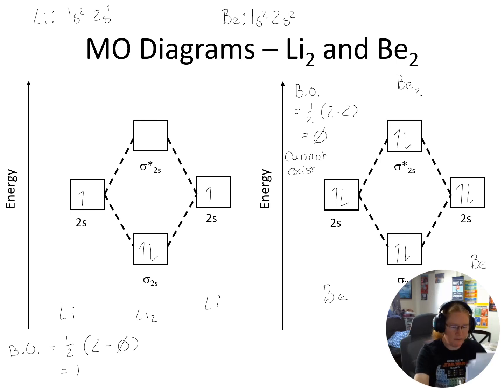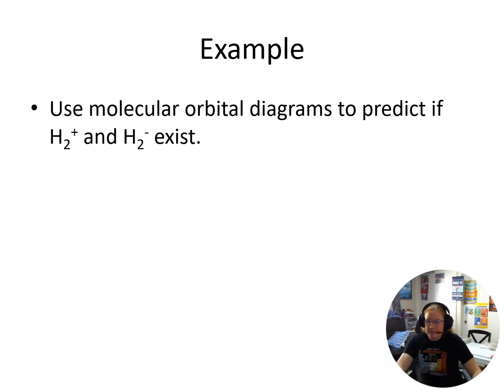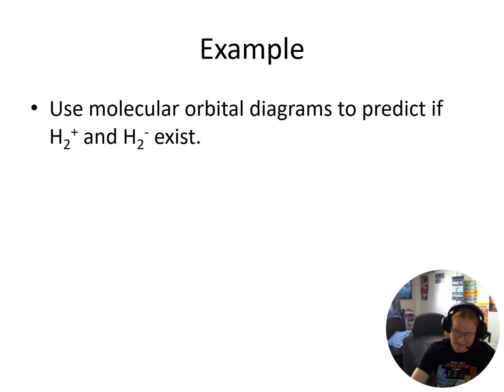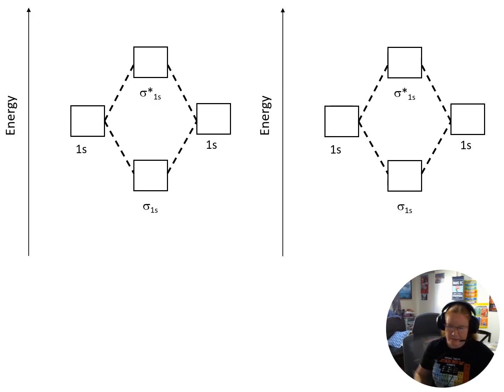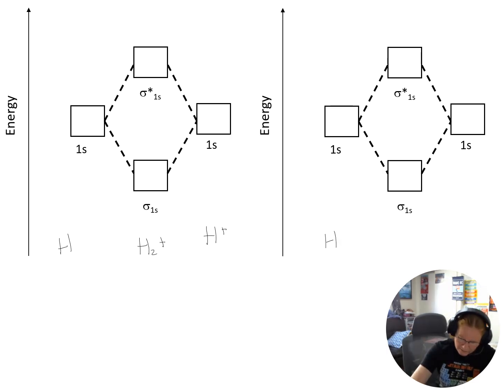All right, so now let's do an exercise here. Let's look at these 2 diatomic hydrogen ions and see if either of those could exist. So practice what we just did and see if you can fill these in and calculate those bond orders. Try it first, and then let's see if you did it correctly. We'll do hydrogen, hydrogen plus, and then hydrogen, hydrogen minus.